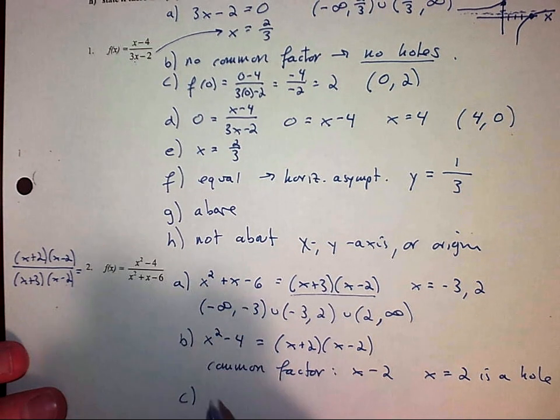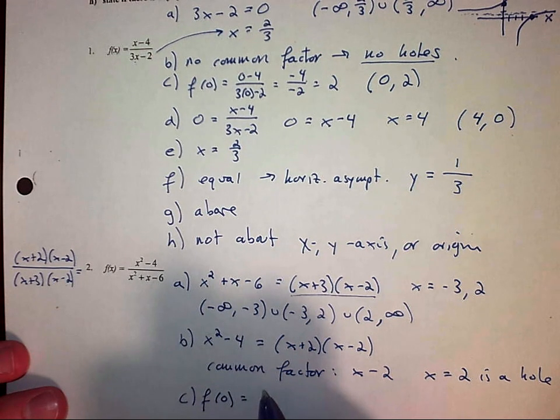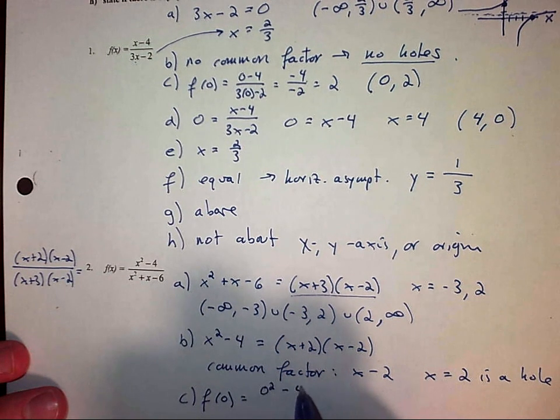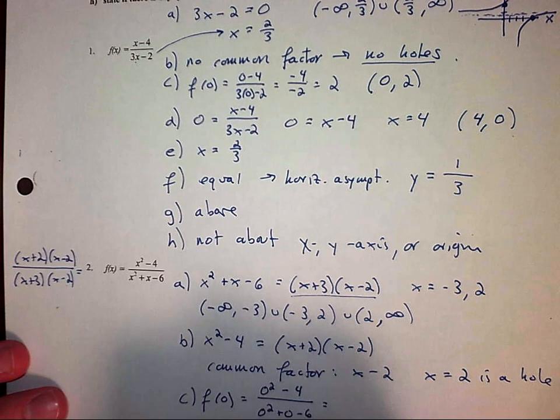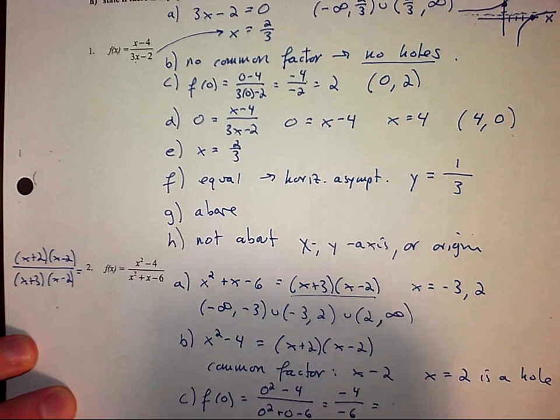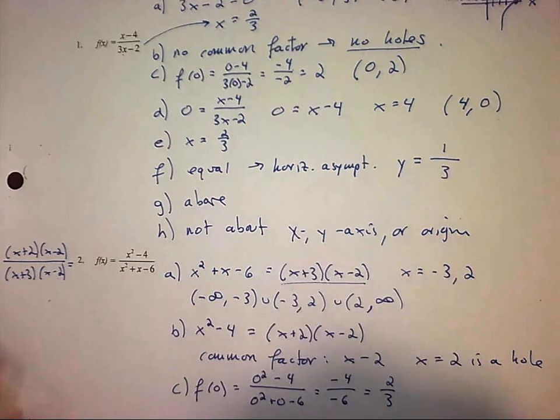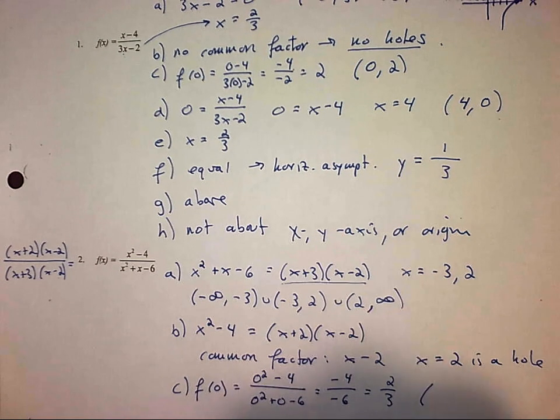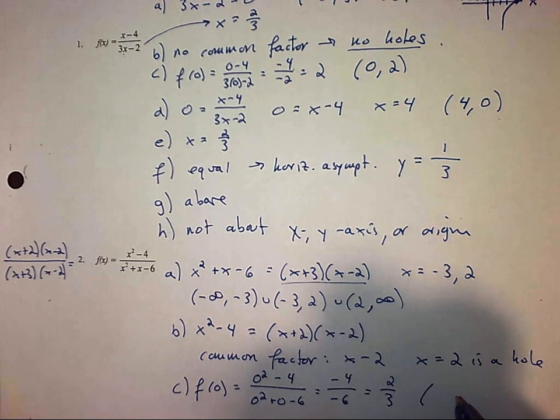C is asking us to state the y-intercept. So wherever we want to find the y-intercept, we're going to let x be equal to 0. So we're going to have 0 squared minus 4 divided by 0 squared plus 0 minus 6, which is negative 4 divided by negative 6, or positive 2/3. So therefore, our y-intercept is going to be at 0, 2/3.